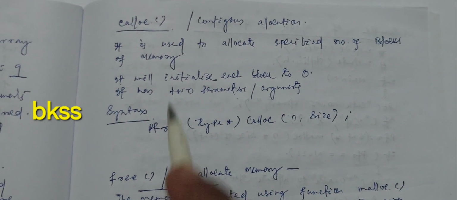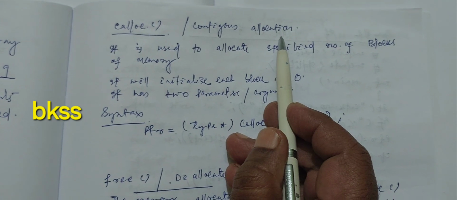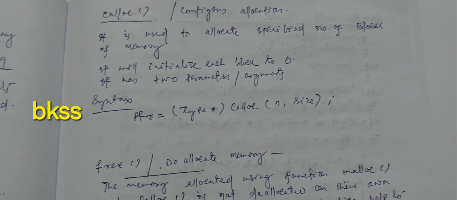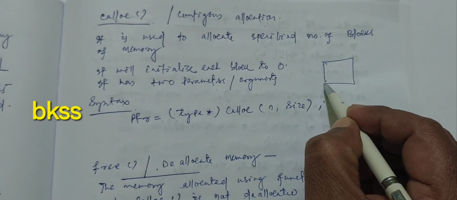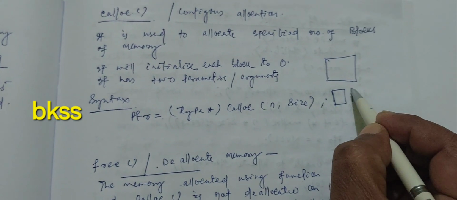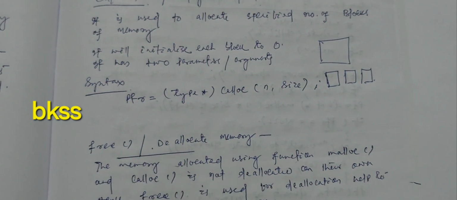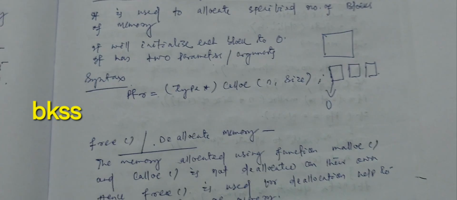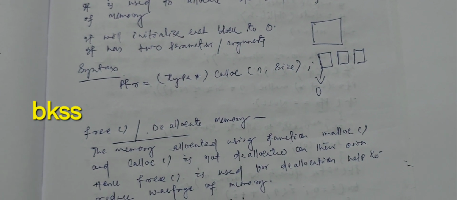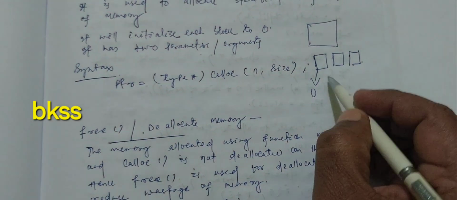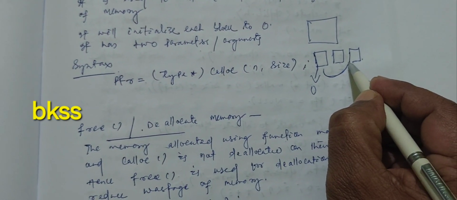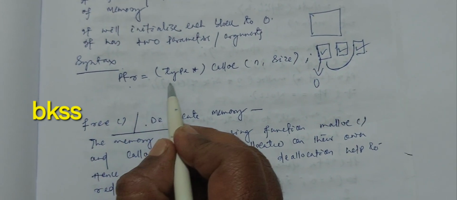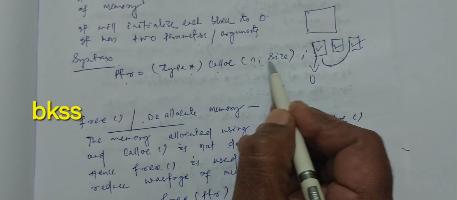Similarly, calloc means contiguous allocation. It is used to allocate a specified number of blocks of memory. In malloc it was a single block of memory, but in case of calloc it is a number of blocks of memory. It will initialize each block to 0, and it has two parameters or arguments, that is the number of blocks of memory and the size. Its syntax is like this: ptr = (type*) calloc(n, size), what I had told.